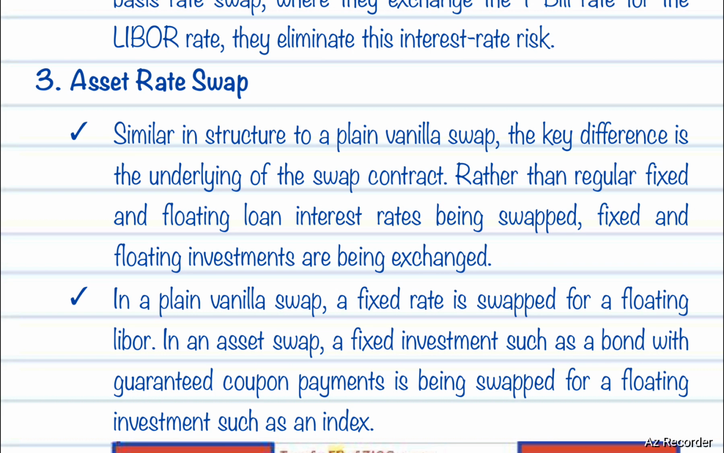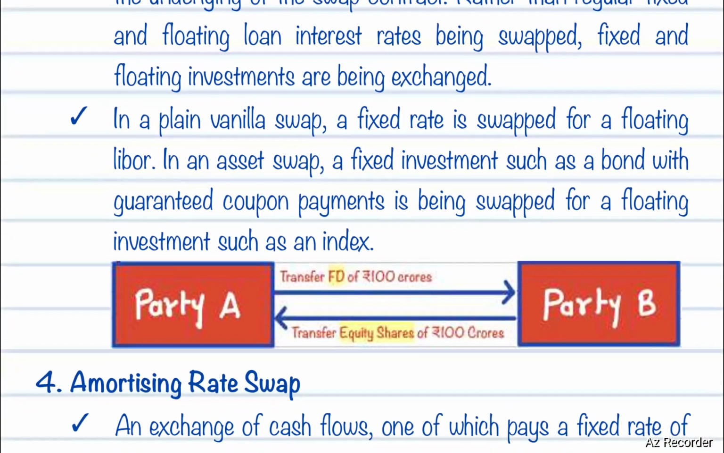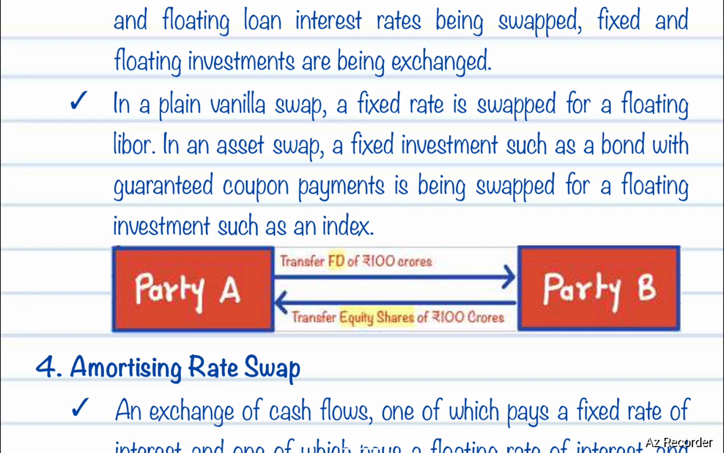Rather than regular fixed and floating interest rates being swapped, fixed and floating investments are being exchanged in case of an asset rate swap. In a plain vanilla swap, a fixed rate is swapped for a floating LIBOR. In an asset swap, a fixed investment, such as a bond with guaranteed coupon payments, is being swapped for a floating investment, such as an index.